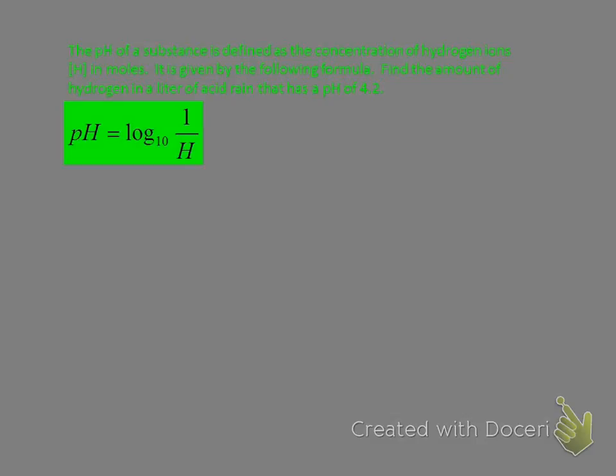Okay, so the pH of a substance is defined as the concentration of hydrogen ions, which is labeled as H, in moles. It is given by the following formula, which is down below. Find the amount of hydrogen in a liter of acid rain that has a pH of 4.2. So we know pH is 4.2. So let's go ahead and substitute that value in there. 4.2 equals log base 10 of 1 over h.